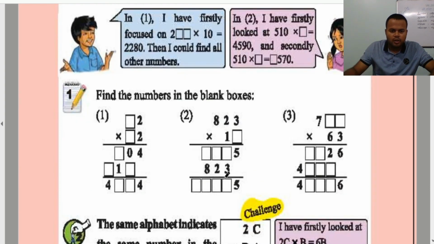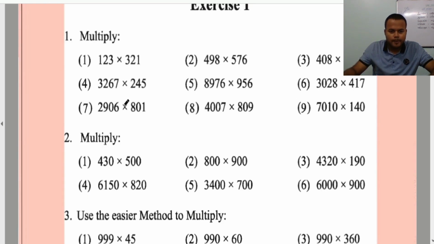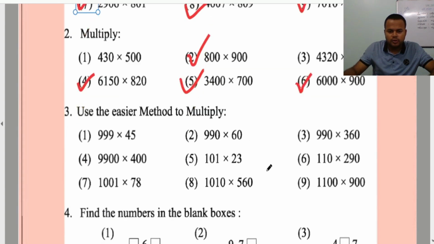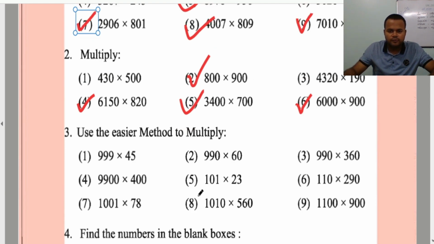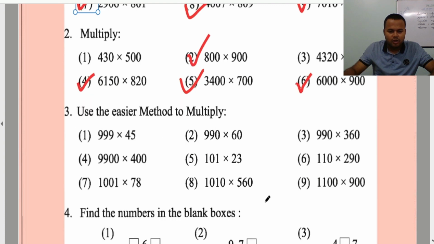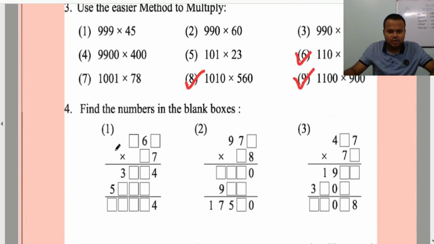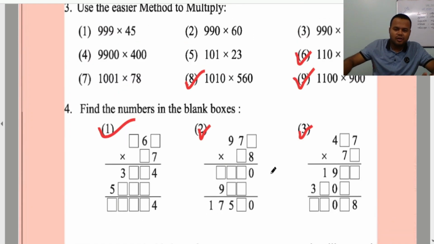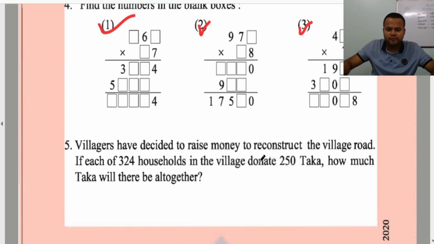Here arithmetic restoration, and you have to try just 1, 2, 3. And from this you can try number 5, 7, 8 and 9. And from number 2, number 6, number 5, number 4 and number 2. These are very easy maths. I think for all of you these are very easy. And here use the easier method to multiply. This question is for number 1, that is for short questions, and from this you will practice number 8, number 9 and number 6. And from 4, number 1, 2, 3. These are suggestions or guidelines for you to prepare yourself for the upcoming exam.